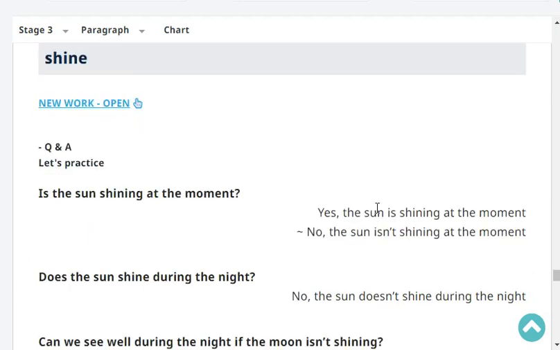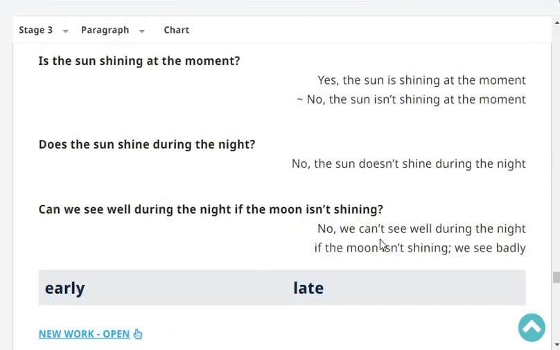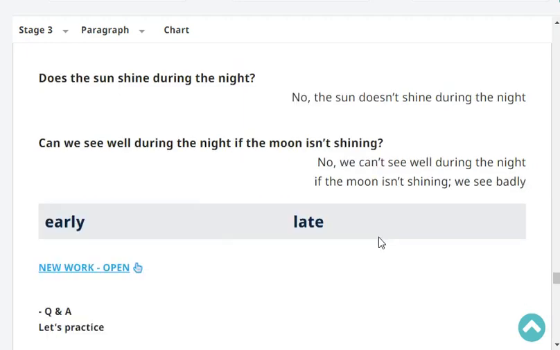Very good. Is the sun shining at the moment? Yes, the sun is shining at the moment. Very good. Does the sun shine during the night? No, the sun doesn't shine during the night. Very good.